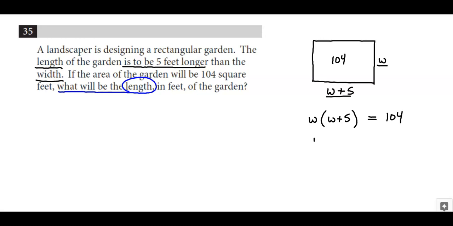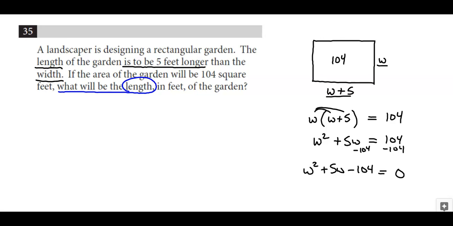So we work this thing out, and we get W squared, I'm just distributing here, W squared plus 5W equals 104. And this is a quadratic, and whenever I want to solve a quadratic, I want to get 0 on one side. So I'm going to subtract 104 from both sides. And I get W squared plus 5W minus 104 equals 0. You could graph this if you had a graphing calculator. I'm going to just do an old school factoring method.